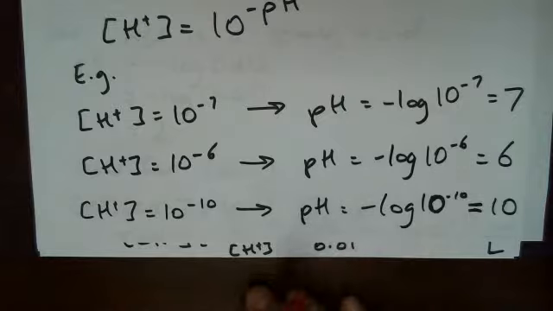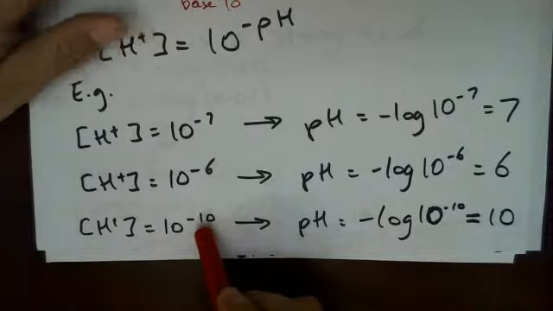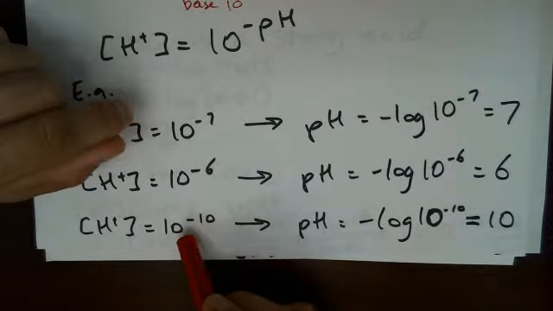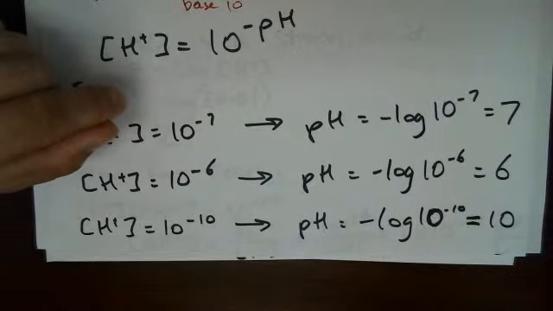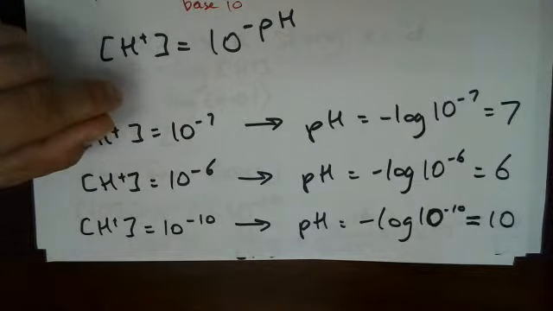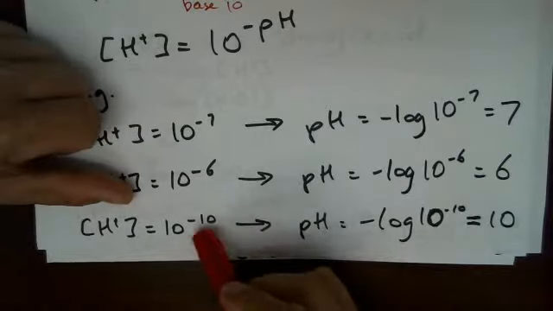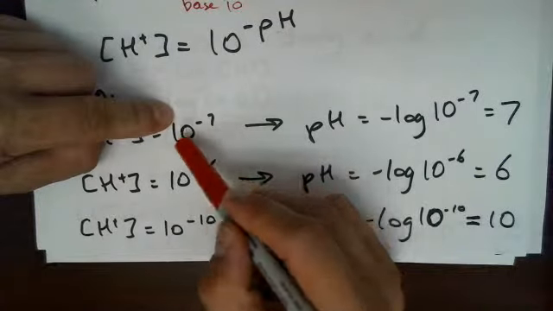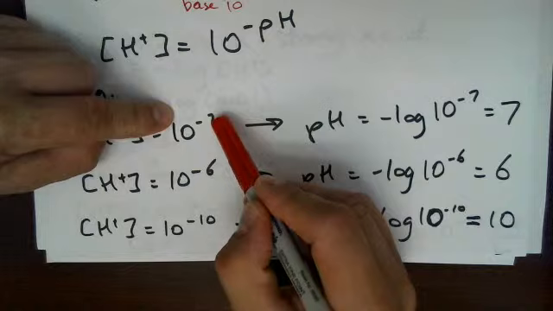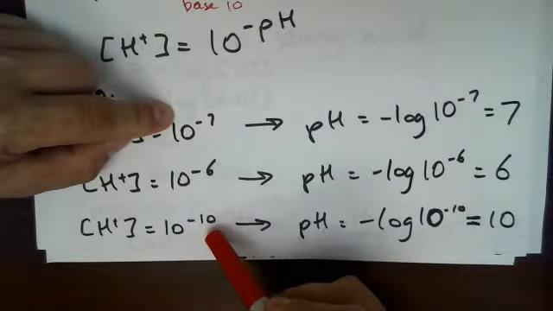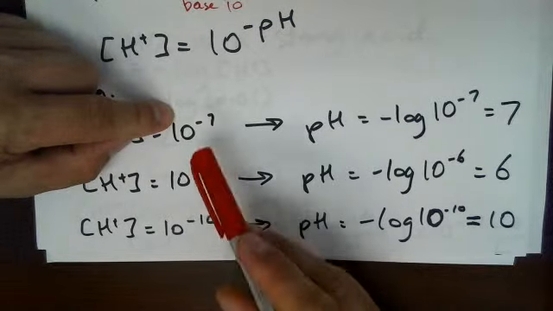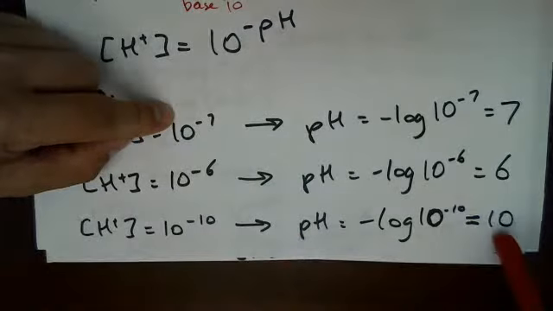And if you have 10^-10, which is a very small number, so this would be 0.0, so actually 9 zeros and a 1, that would be 10^-10. This would be 6 zeros and a 1, 10^-7. So this is a much smaller number. This is 1,000th of this number. And the pH is much larger, it's a pH of 10.